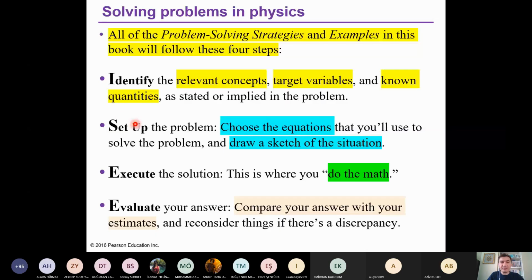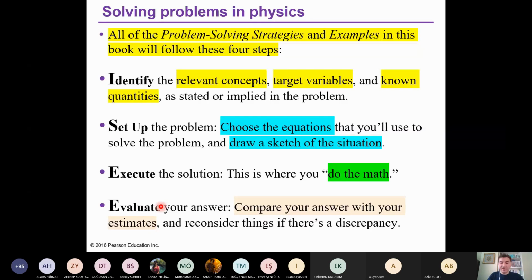And the third step is execute the solution. So this step is completely related to mathematics, okay? So the first and second steps are related to the physics, and this step is where you do the math. Then finally, evaluate your answer, whether your result is meaningful or not, okay? You have to compare your answer with your estimates. This is a very important step.